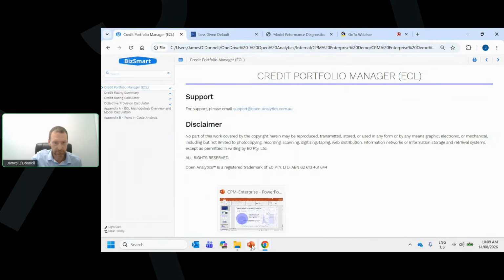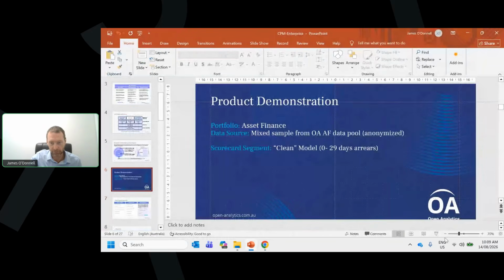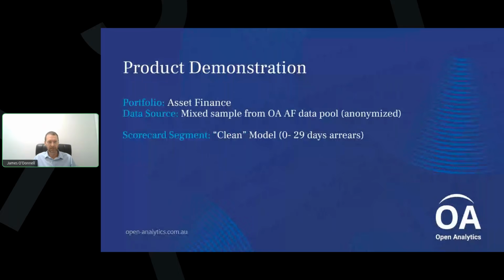Actually, there is something I need to cover first. Apologies. I'll just give a bit of background again on the data we're looking at here. The portfolio we're looking at is an asset finance pool. The data for this demo comes from the Open Analytics data pool. So we've got a big pool of multiple lenders. It's all been randomized and anonymized, so it doesn't look like any individual lender's book. And on the scorecard, we typically build a clean, dirty split. So it's late cycle arrears versus early cycle and clean. Just for time purposes, we'll just show you the clean model.